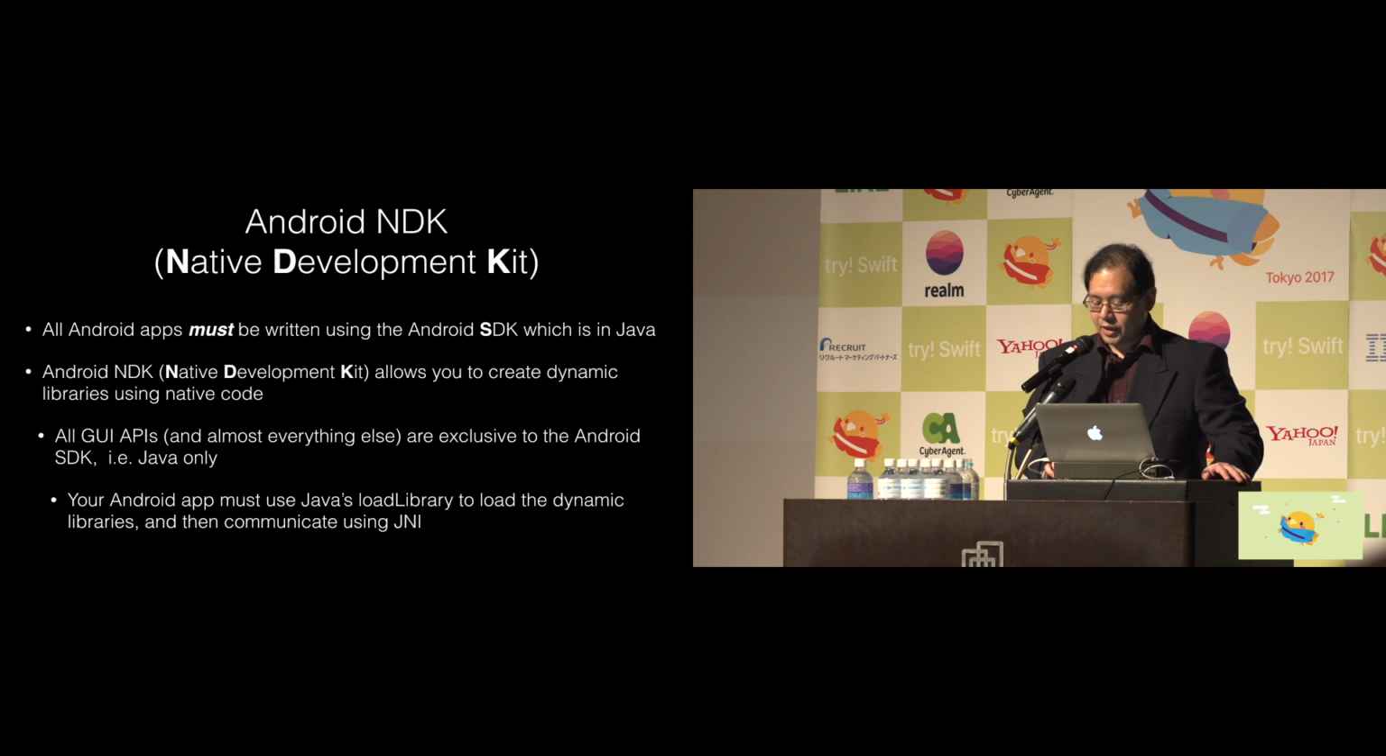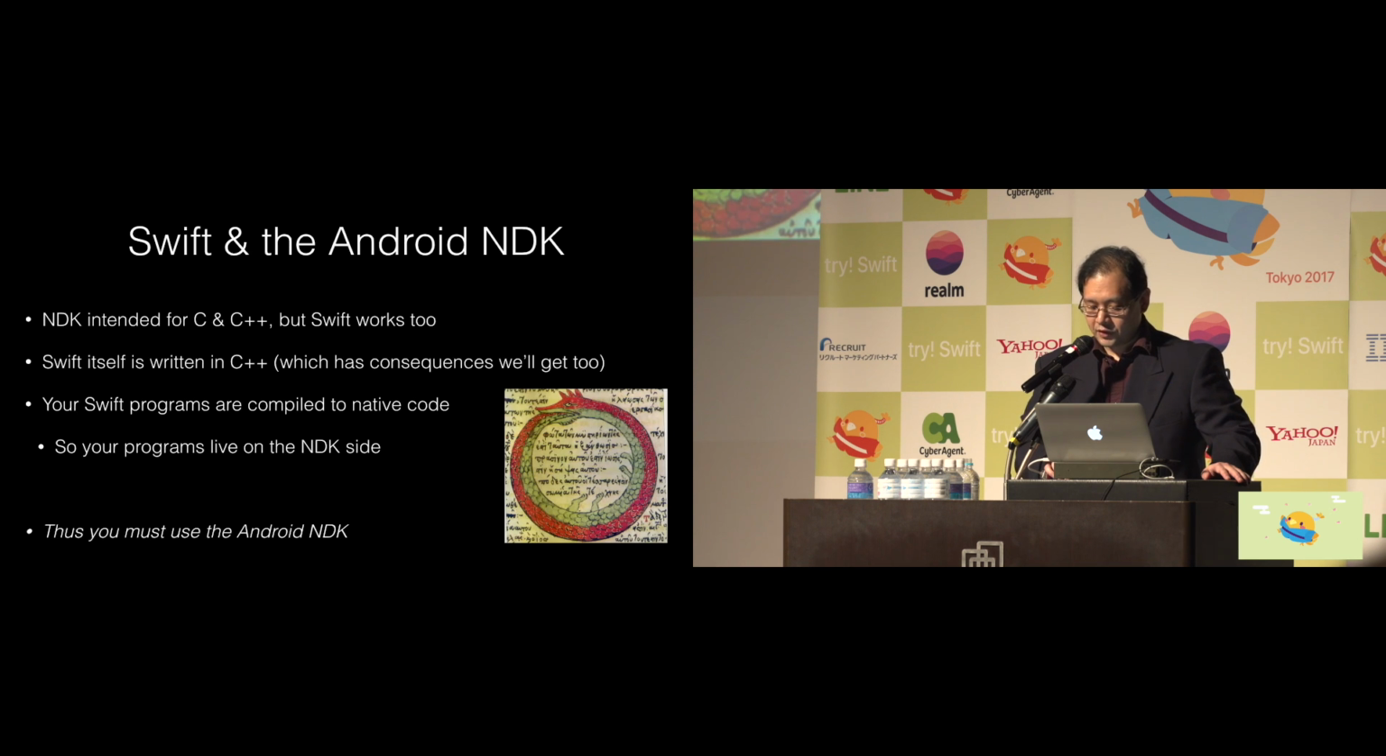So you still must create a normal Android SDK app and start in Java. You must use Java's load library to load the native dynamic libraries, and then use Java JNI to cross between languages. Just so I don't lose you, you might be asking how Swift fits in. Well, while the NDK was intended for C and C++, it is for all things related to native code, and Swift generates native code. So remember our Ouroboros serpent. There is nothing new here, just old concepts reapplied in a slightly different way. Now Swift becomes our stand-in for C and C++.